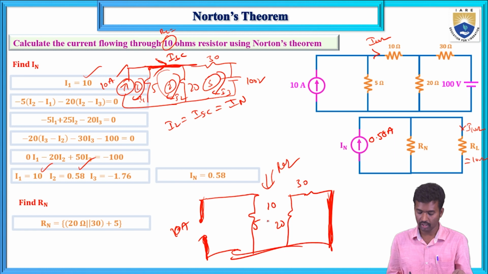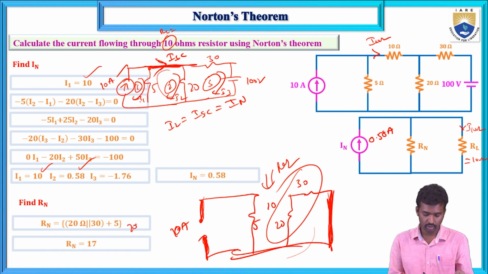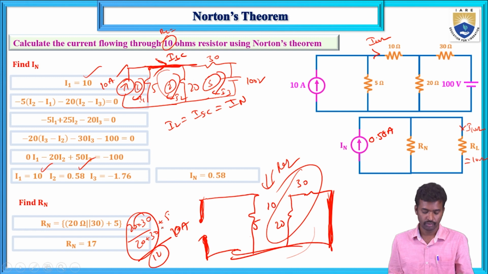Then calculate the R equivalent between these two terminals. Here 20 and 30 are connected in parallel, and again in series with 5. The simplified equation is 20 into 30 divided by 20 plus 30, plus 5, equals 17. This value is 12, and 12 plus 5 is 17.